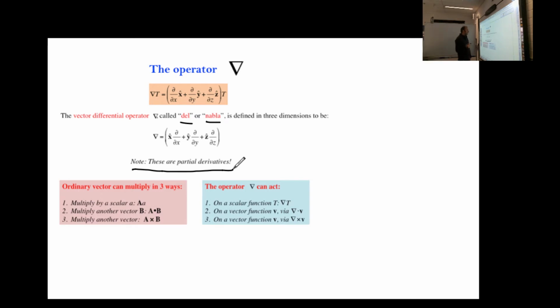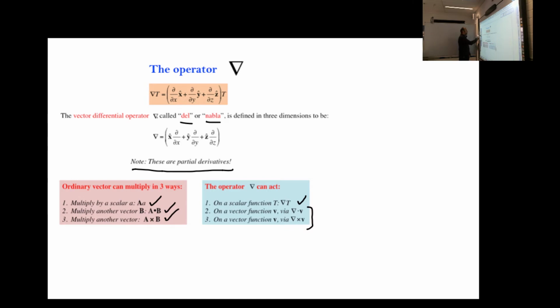Previously, we looked at how ordinary vectors can multiply in 3 ways. We multiply a vector by a scalar. We looked at the dot product, and we also looked at the cross product. In the previous lesson, we looked at the gradient of a scalar function. So in this lesson, we're going to look at the divergence of a vector function and also the curl of a vector function.